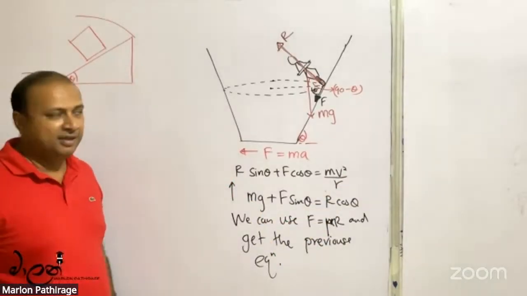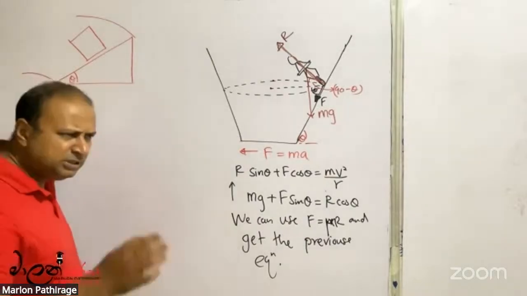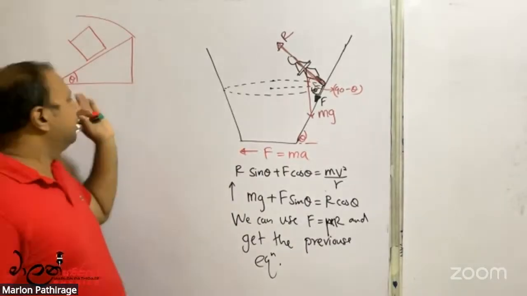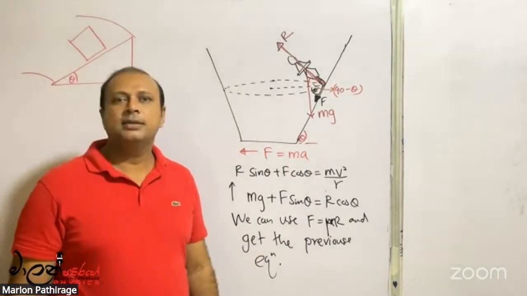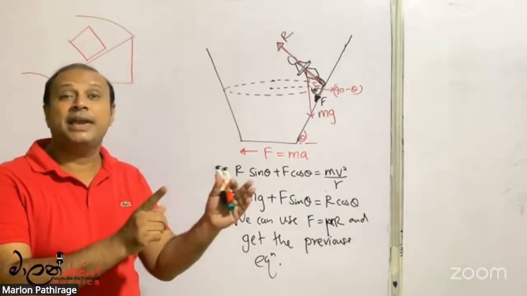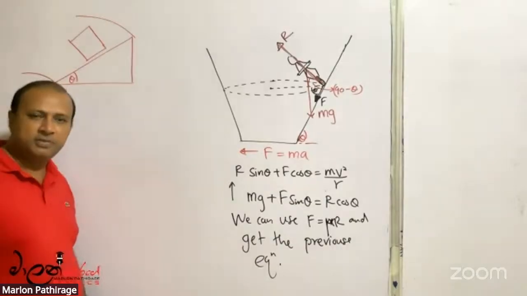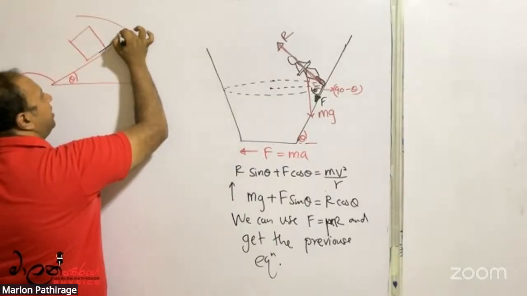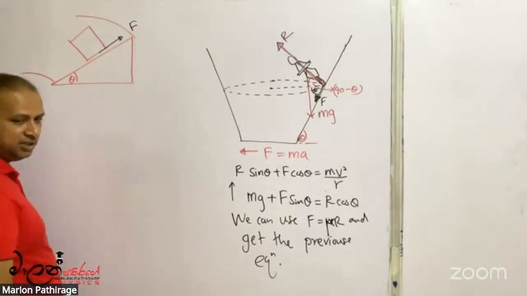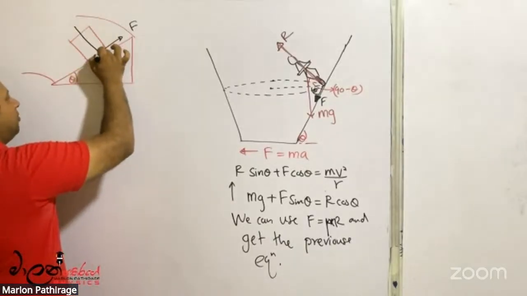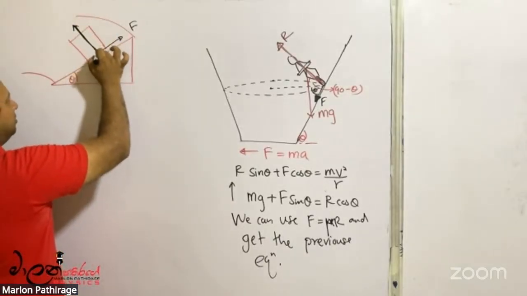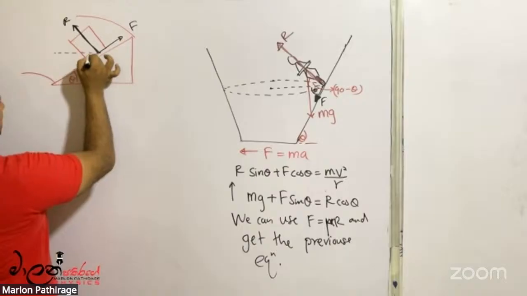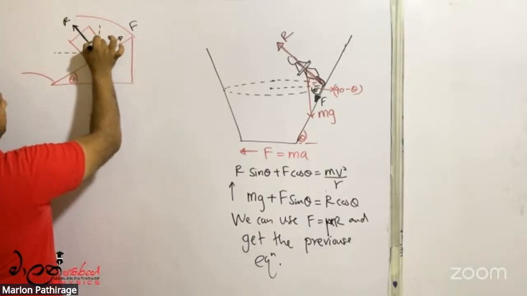If the velocity is not sufficient, then the vehicle cannot move in this circular path. It can be sliding down. Therefore, in such cases, friction force is in the upward direction. So this is the normal reaction, and this angle is 90 minus theta, therefore this one is theta.